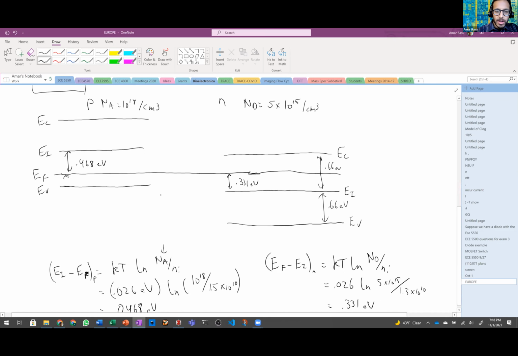Okay, now the next part, where we try to figure out the built-in potential and draw the full energy band diagram, the first thing we have to do is connect the bands like this. So the conduction band bends like that. The valence band bends like this. And the intrinsic level also bends. It looks something like this. Okay, so we connected them together. So this is what our band diagram looks like.